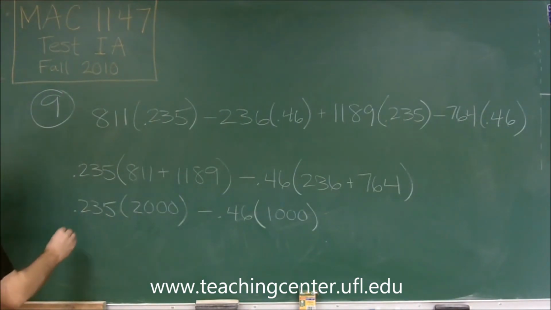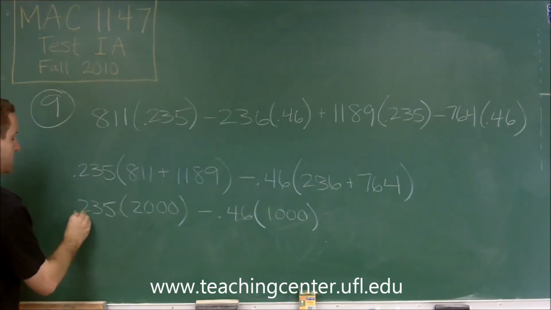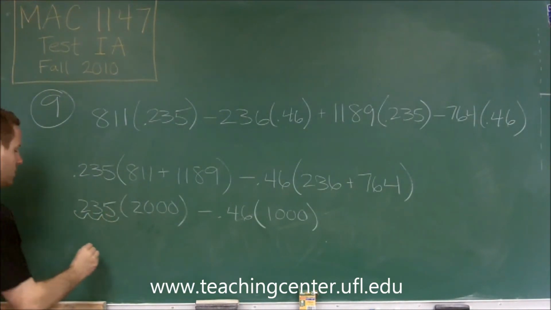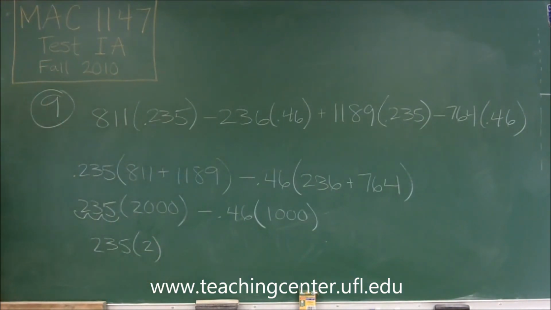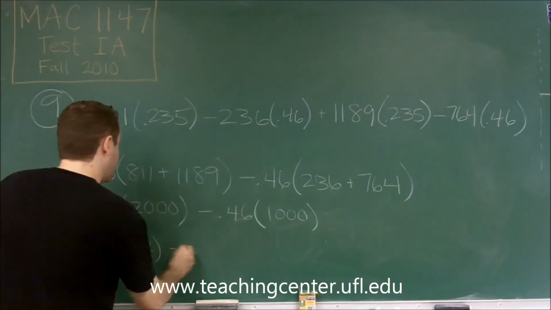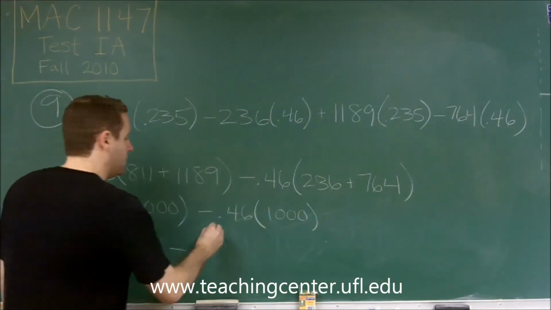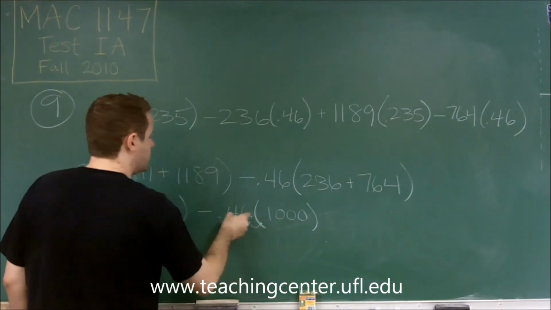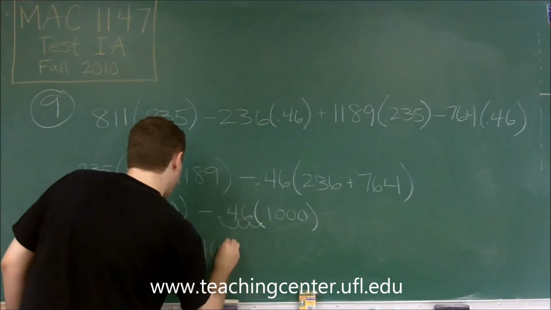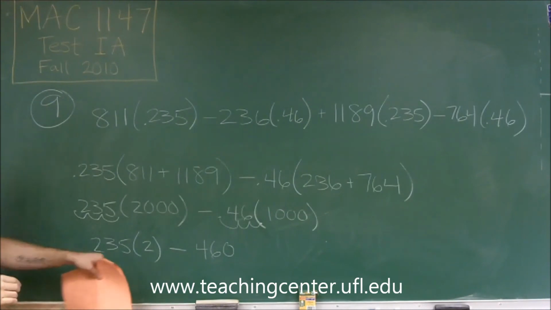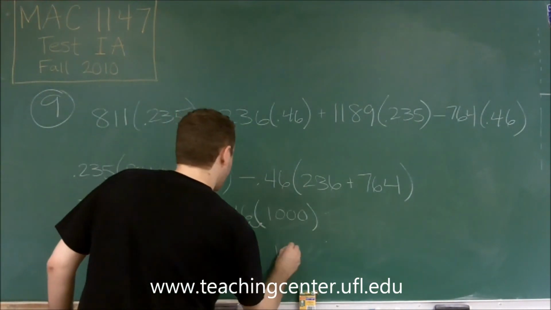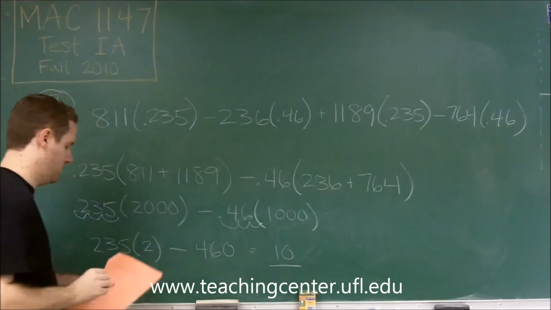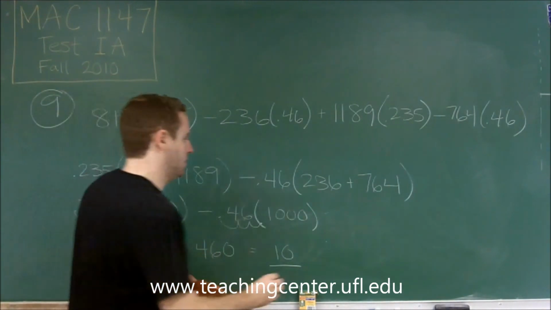If it was 1000, we would move the decimal place 3 spaces. 1, 2, 3. So we have 235 times the leftover 2. And over here, we just are multiplying by 1000, so we move it 1, 2, 3 spaces, and we would have 460. Finally, we just need to multiply this by 2. 235 times 2 would give you 470. So we have 470 minus 460, which is 10. 10 is then answer choice B.